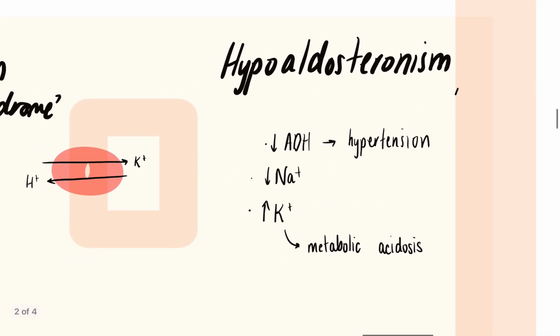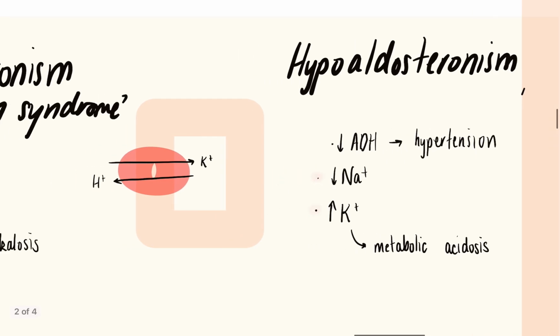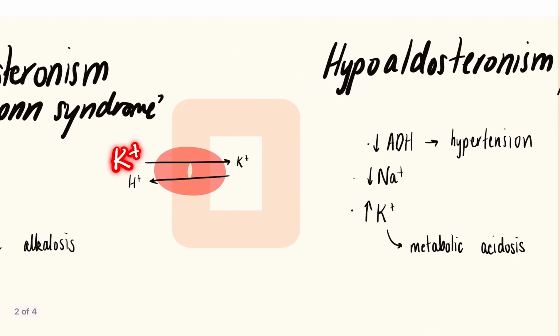Of course, the same is true in reverse. So hypoaldosteronism leads to reduced ADH, which can lead to hypertension, and hyponatremia, as well as hyperkalemia. And again, if you get too much K plus potassium, this is going to be exchanged for protons and can lead to a metabolic acidosis.